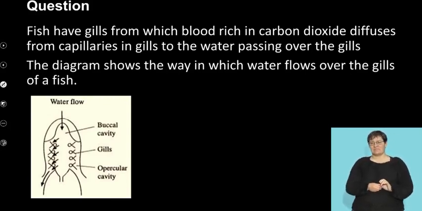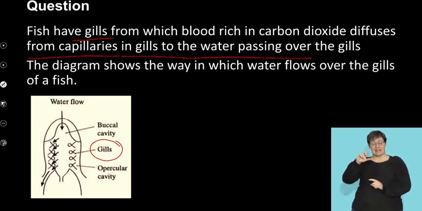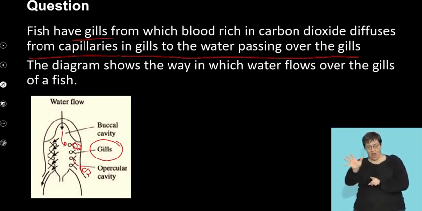Okay, guys, now this is quite a, I'm not going to lie to you, quite a challenging question that we've put in here, and it's a question on the fish. Now let's read what it says. Fish have gills, from which blood rich in carbon dioxide diffuses from capillaries. And here we see with a diagram, they've got the gills. It says the carbon dioxide diffuses from the capillaries in the gills into the water passing over the gills. So we're looking at this whole concept that oxygen is going to go into the gills and the carbon dioxide is going to go out.